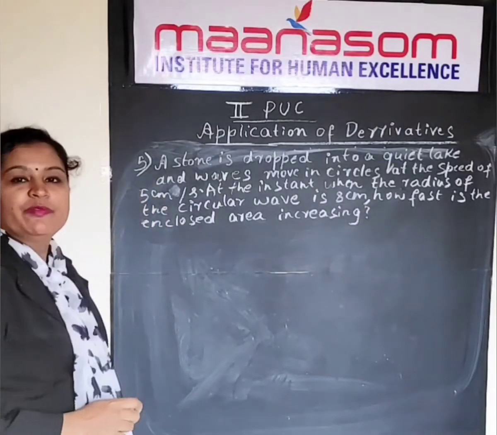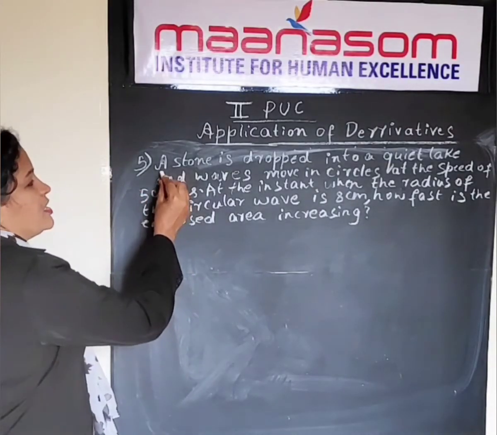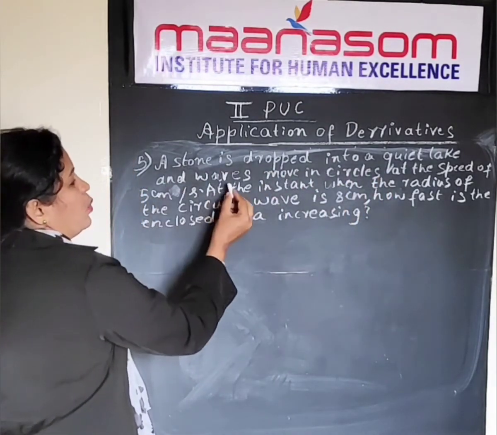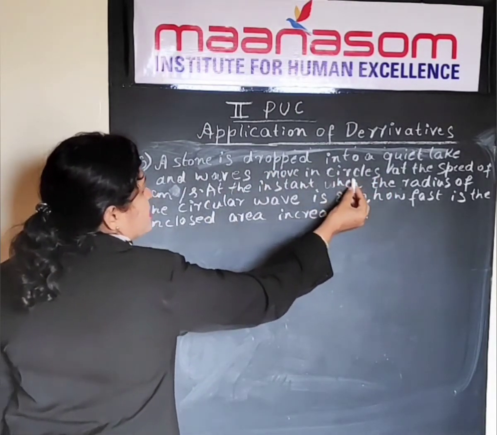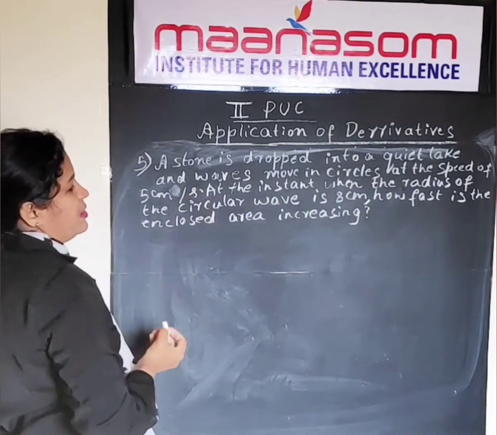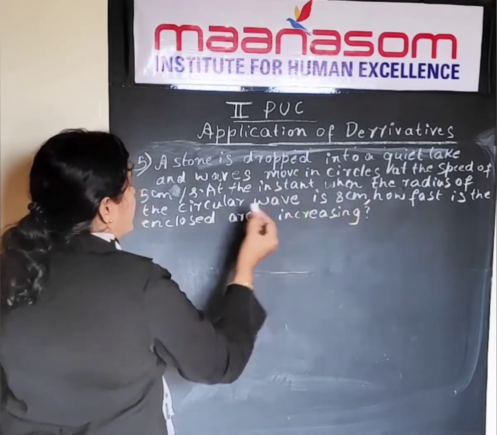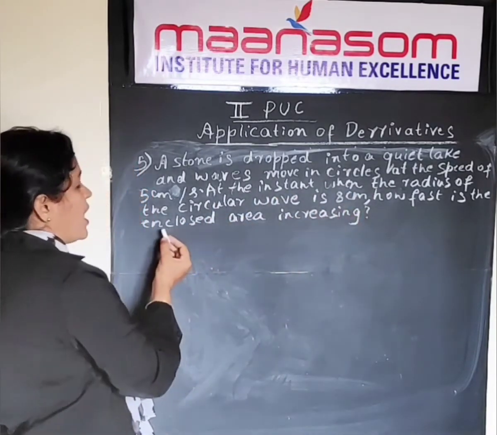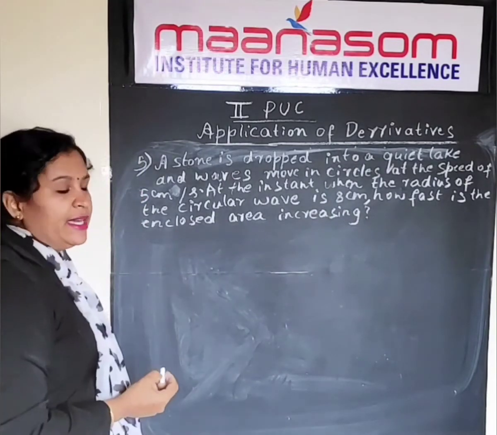The fifth problem. The fifth problem states that a stone is dropped into a quiet lake and waves move in circles at the speed of 5 centimeter per second. At the instant when the radius of the circular wave is 8 centimeter, how fast is the enclosed area increasing?